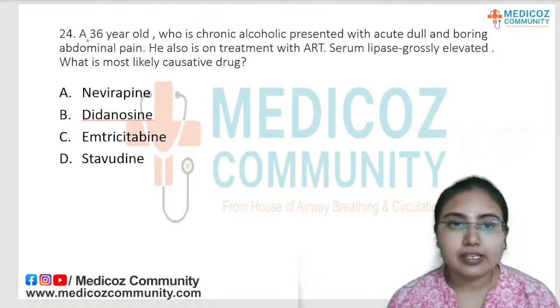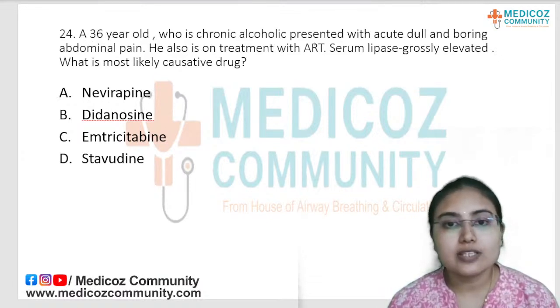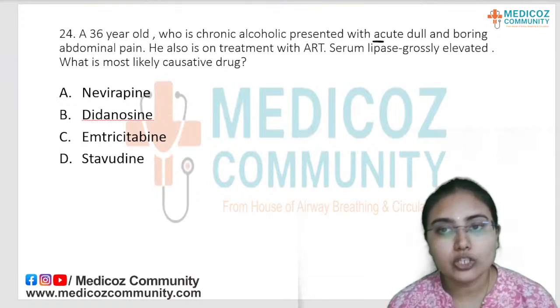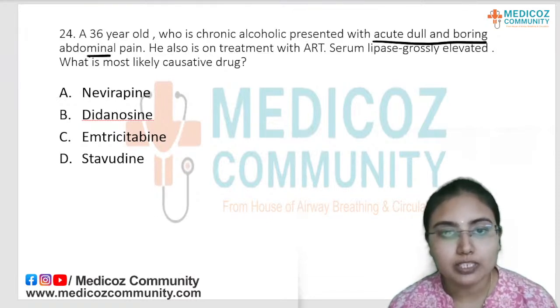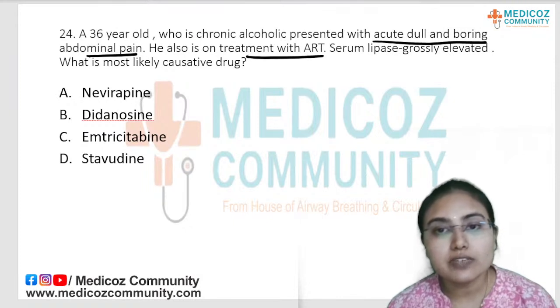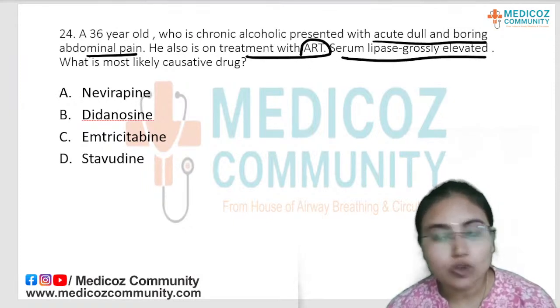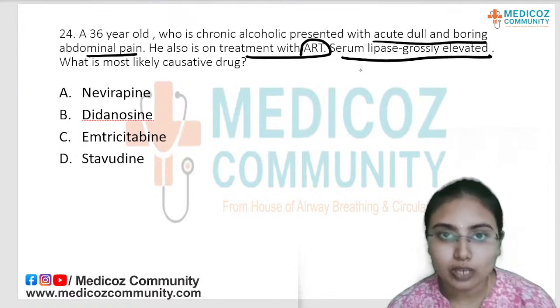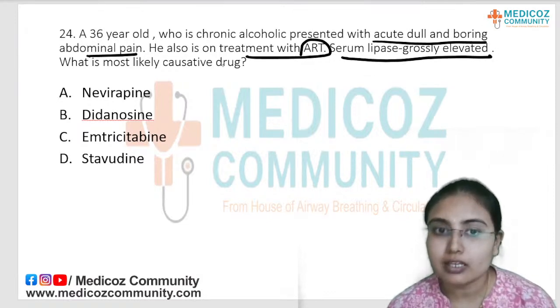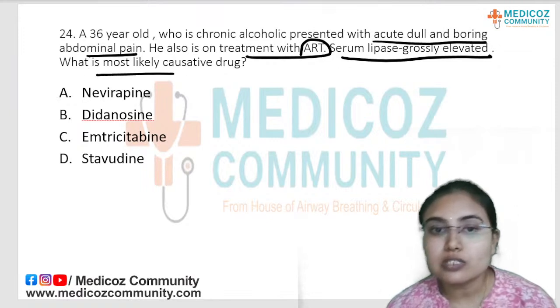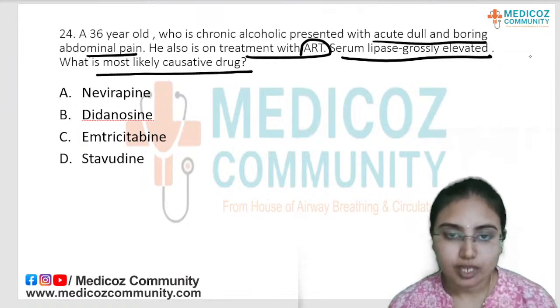So, quick, tell me, a 36-year-old chronic alcoholic presented with acute, dull, boring abdominal pain. He's also on treatment with ART, your antiretroviral therapy. His serum lipase is grossly elevated. I think you people know now why his abdomen is paining. So they are asking you, what is the most likely causative drug?